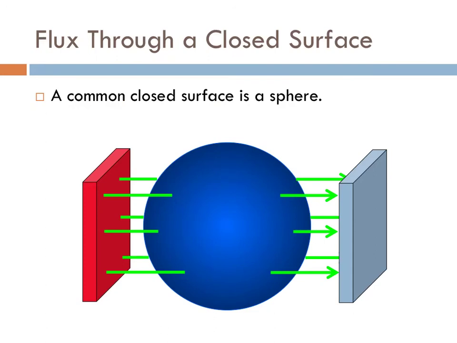Now, here we have two charge plates. From the direction of the electric field lines, we can tell that this red charged plate is positive because our electric field lines go away from it. And this blue plate is negative because our electric field goes towards it. Now, here we have a common closed surface, a sphere. If you look at the amount of electric field lines that are going in on the left-hand side, it is the same amount as the electric field lines that come out on the right-hand side.